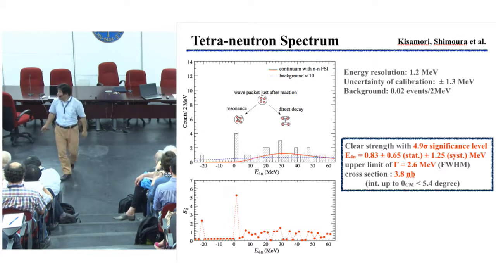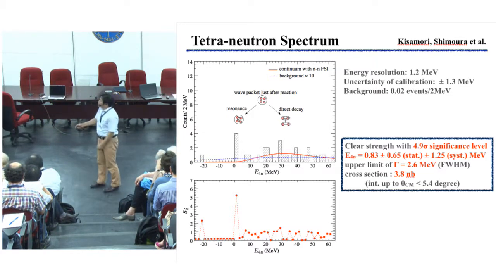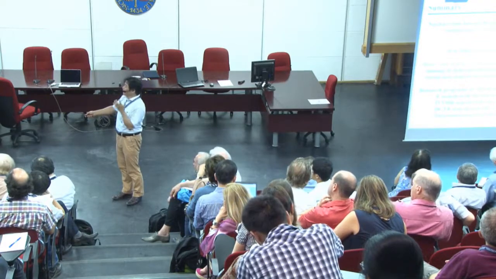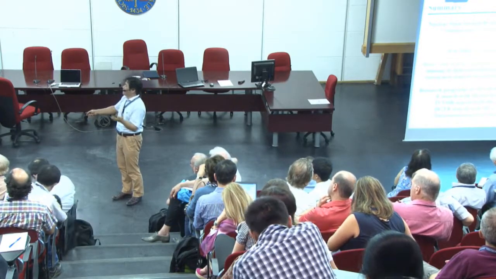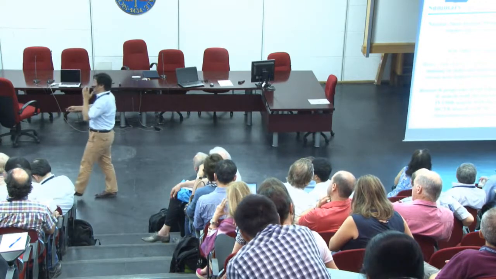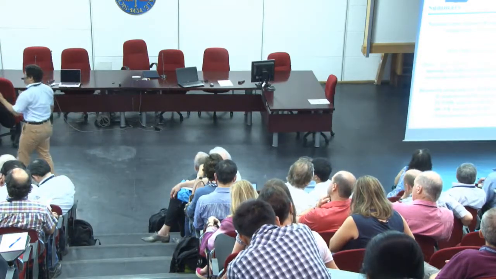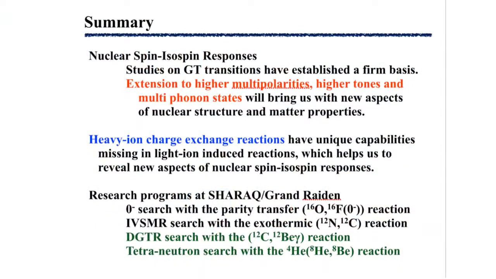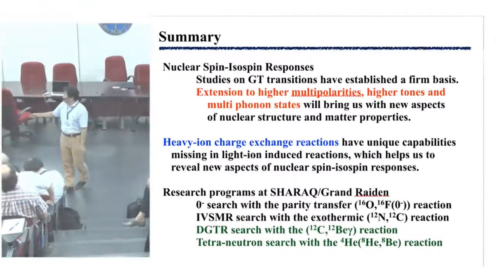Okay, let me summarize my talk. Nuclear spin-isospin responses so far have been studied mostly with gamma-Stellar transitions, and the studies have established a firm base. In addition to the application to unstable nuclei, the extension to high multipolarity, higher tone, and multi-phonon states is quite important. It will bring us knowledge on new aspects of nuclear structure and nuclear matter properties.